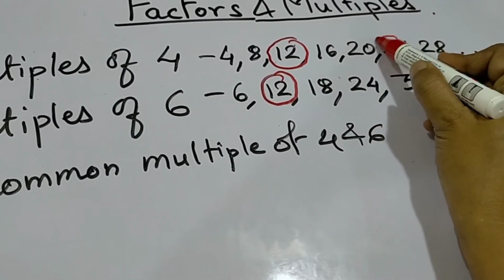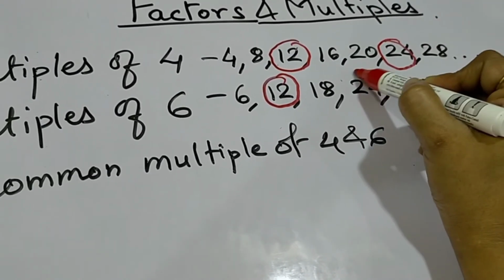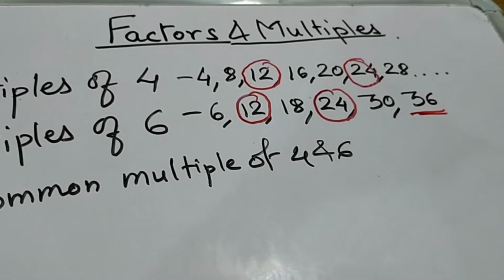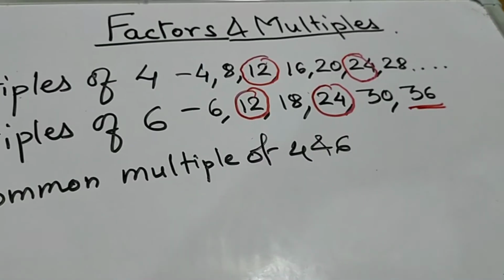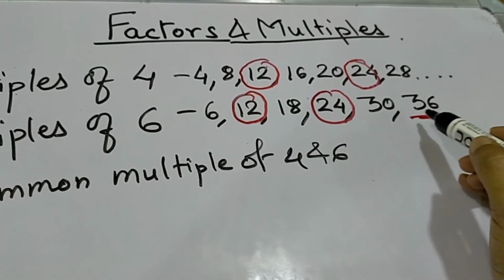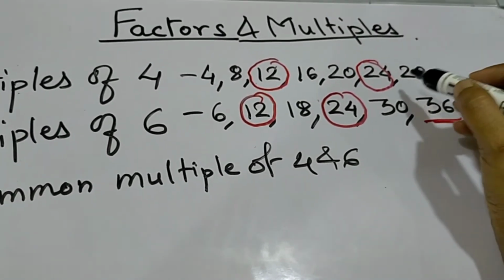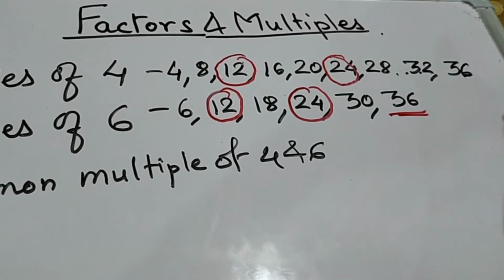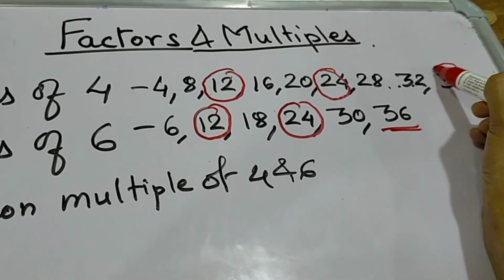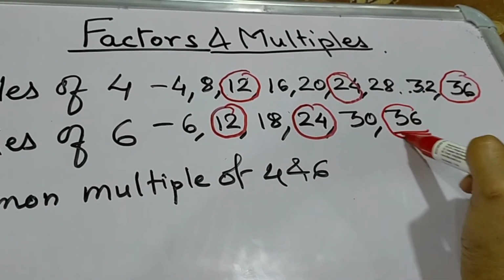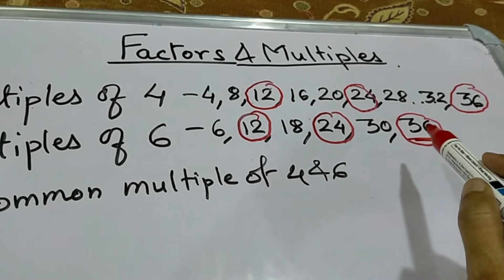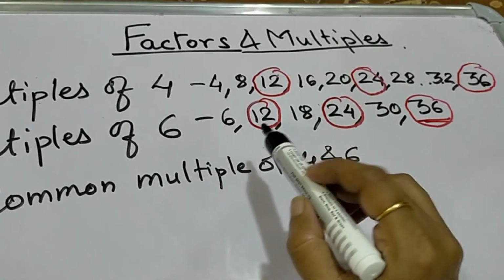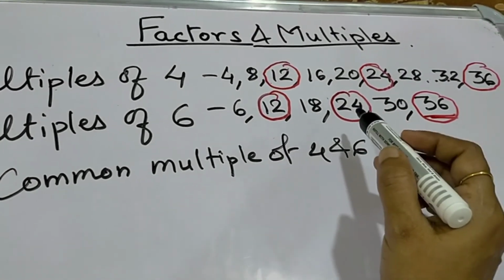then 24. If I am talking about 2 common multiples, then 12 and 24, and 36 also. If we say find 3 common multiples of 4 and 6, so 36 should be included, because 28, 4 7s are 28, 4 8s are 32 and 4 9s are 36. So if we want to find 3 common multiples, then 12, 24 and 36. And if I am talking about finding the first 2 common multiples, then 12 and 24.